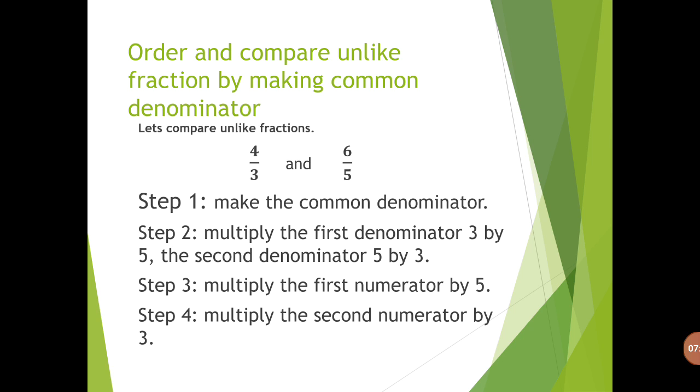Step 4. Multiply the second numerator by 3. Why are we multiplying by 3? We know the equivalent fraction. We are multiplying the second denominator, 5, by 3. So we have to multiply 6 by 3.